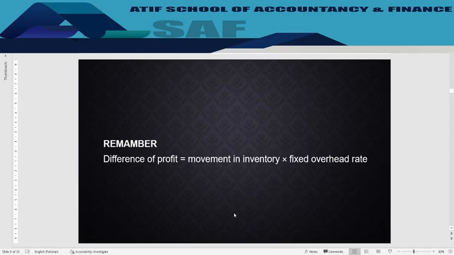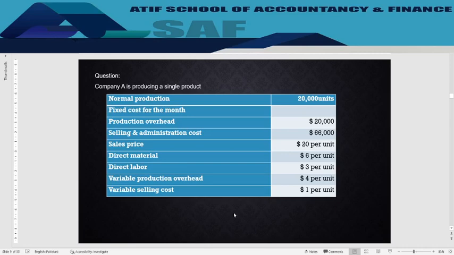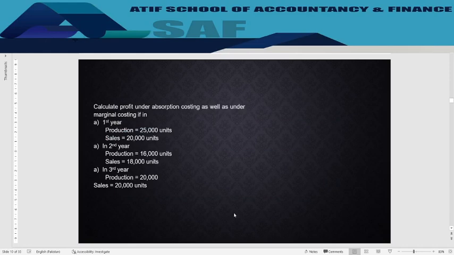Now here is the example for the verification of all these cases. In this example, the normal production level is 20,000 units. Fixed cost for the month is production overhead $20,000. Selling and admin overhead are $66,000. Sale price is $20 per unit. Direct material $6 per unit. Direct labor $3 per unit. Variable production overhead $4 per unit. And the variable selling cost is $1 per unit. Calculate the profit under absorption costing as well as under marginal costing.